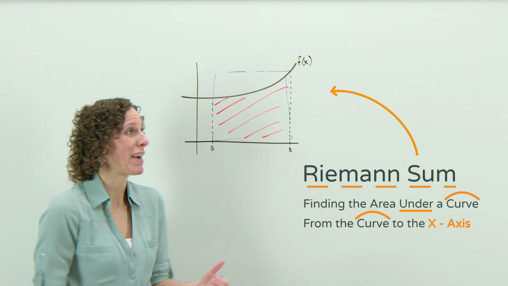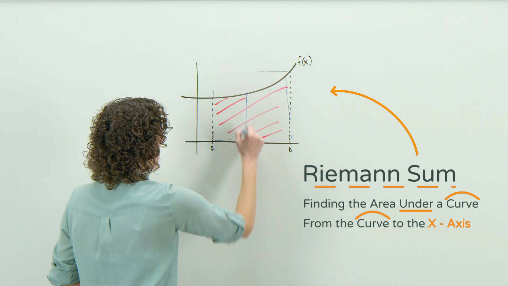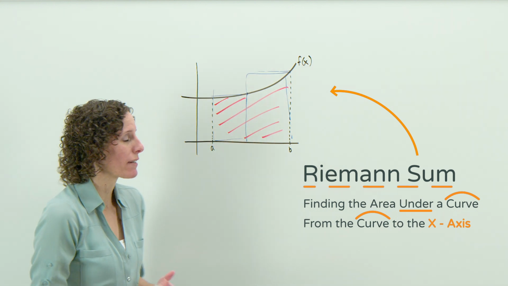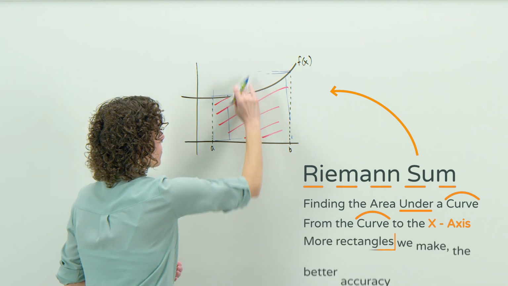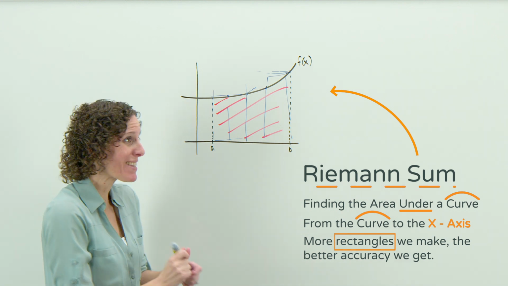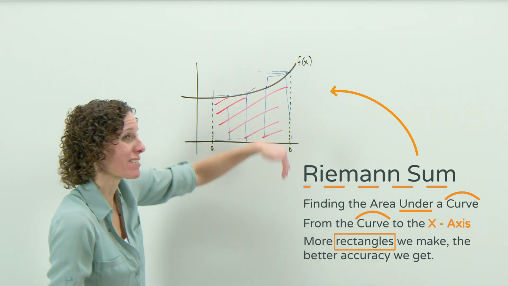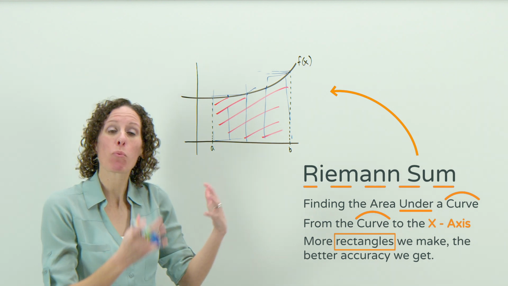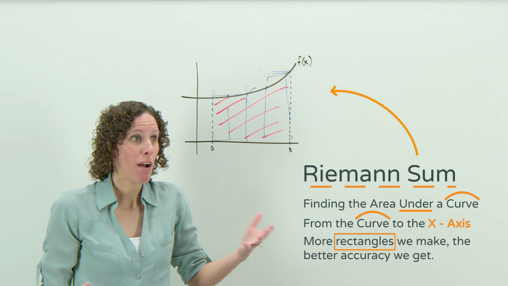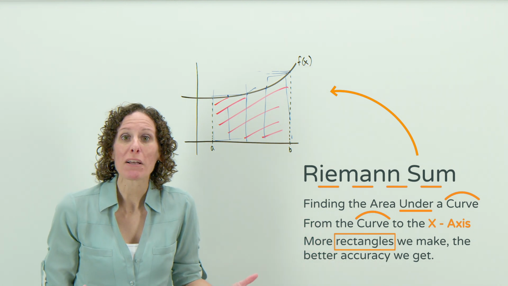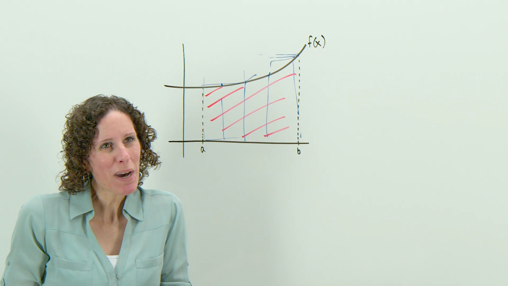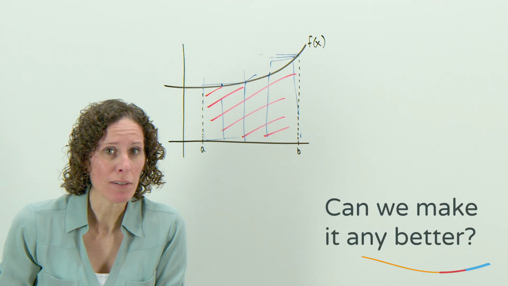Instead of making one big rectangle, maybe we make 2 rectangles. Okay, it's better, but still not great. The more rectangles we make, the better accuracy we get. And depending on whether the function is increasing or decreasing may change which way we create our rectangles. And why stop at rectangles? Couldn't we change the shape from rectangles into trapezoids? There are so many different possibilities to create an approximate estimation for the area under the curve. But it's still an estimation. Can we make it any better?